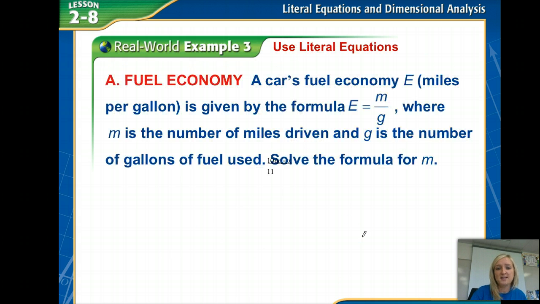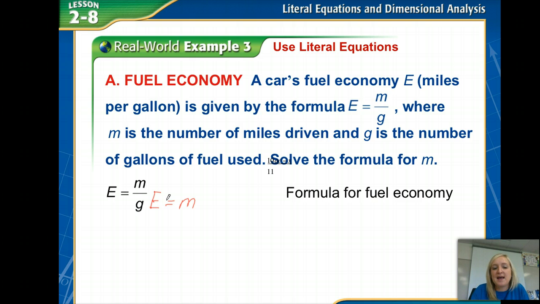We are going to move on to the second part, which is our real world examples. The question says a car's fuel economy, E, which represents miles per gallon, is given by the formula E equals M divided by G, where M is the number of miles driven and G is the number of gallons of fuel used. Solve the formula for M.